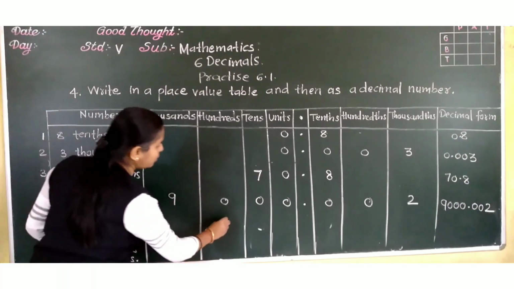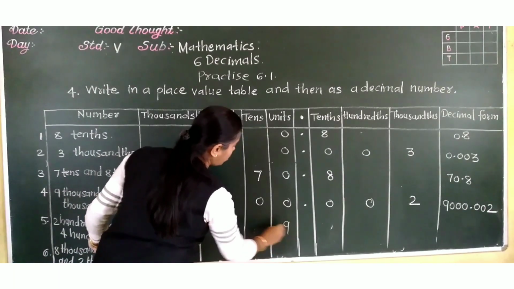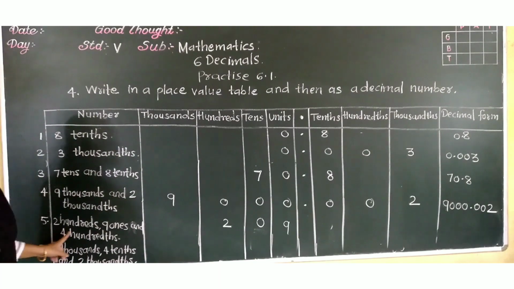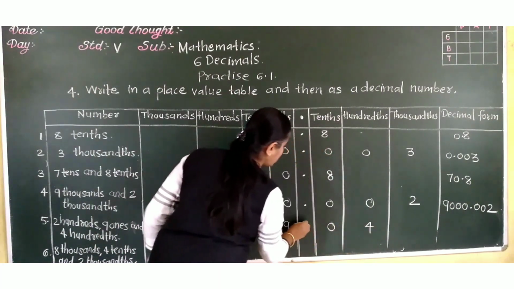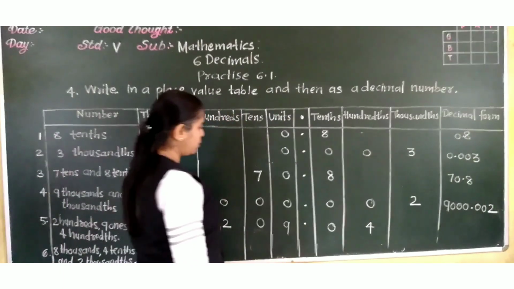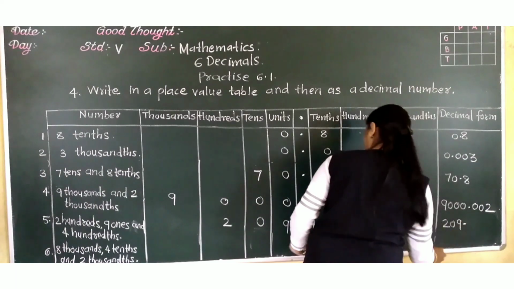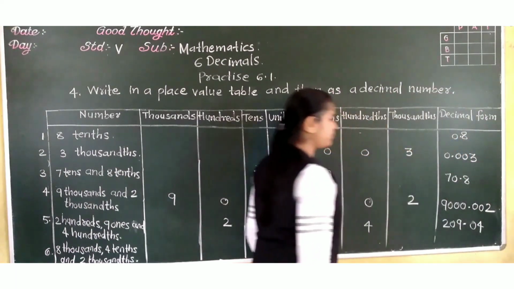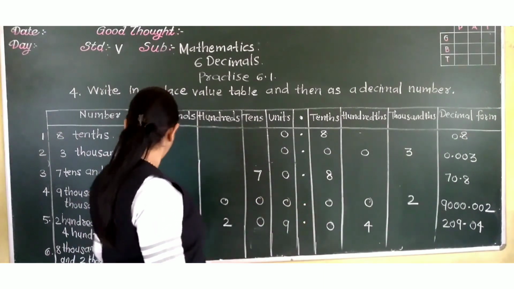Now here 2 hundreds, 9 ones. 2 is there at 100 place, and 9 ones means in unit column 9. Here nothing is there, so 0. And 4 hundredth. 4 is there in hundredth place. So here nothing is there in tenth place. So how to write? 209.04. Okay. How to write this? 209.04.